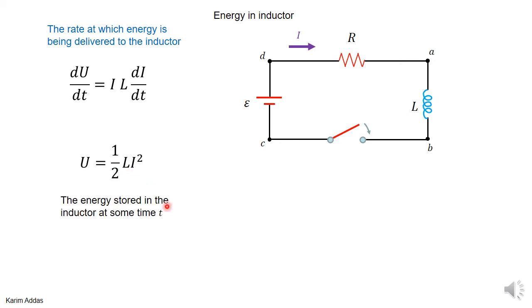And so we have a general relationship now for the energy stored in the inductor at some time t. It's 1/2 L I squared. At time 0, the energy is 0. And as time goes on, as the current increases, the energy stored in the inductor increases.